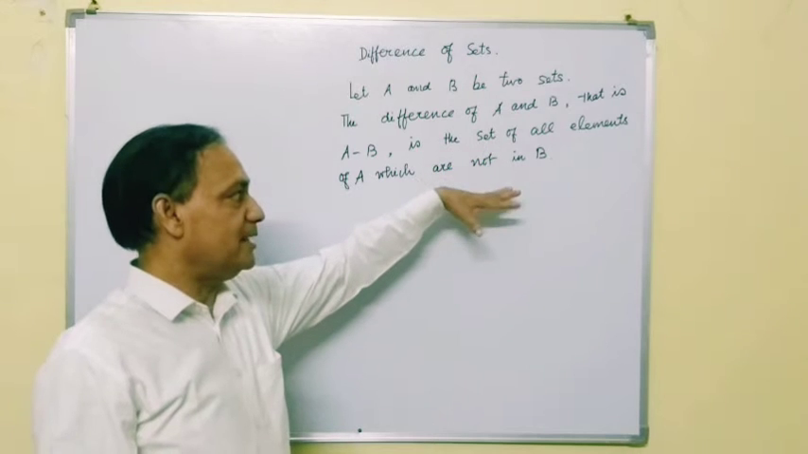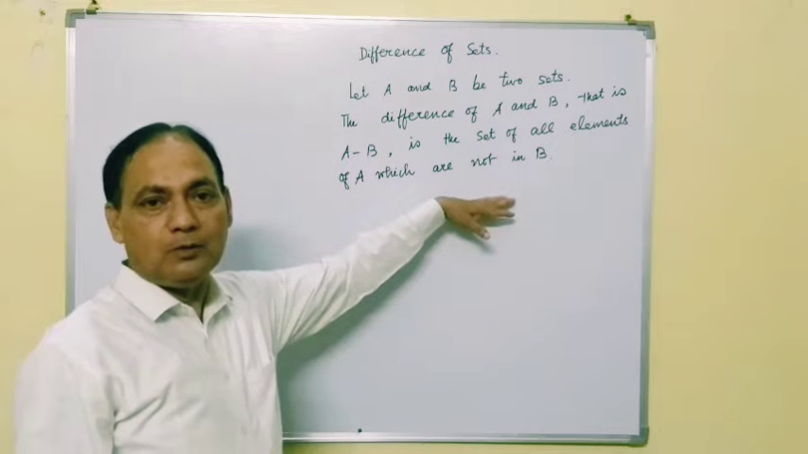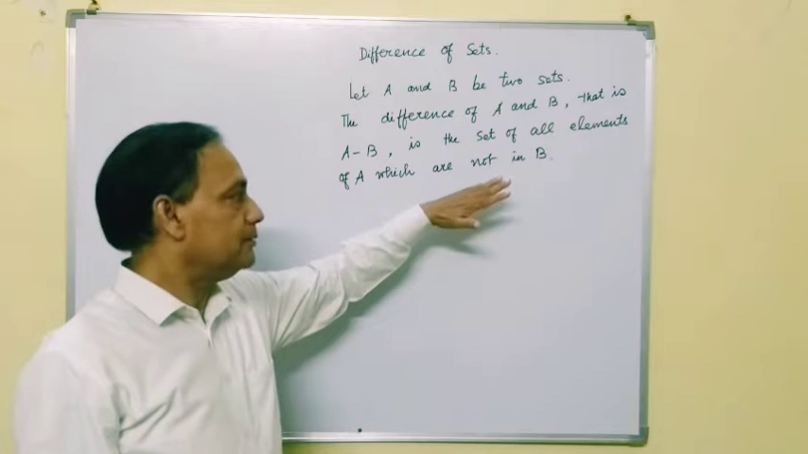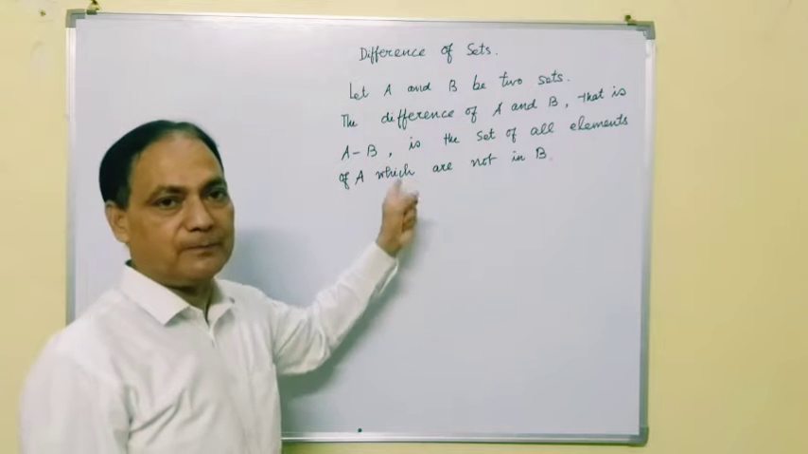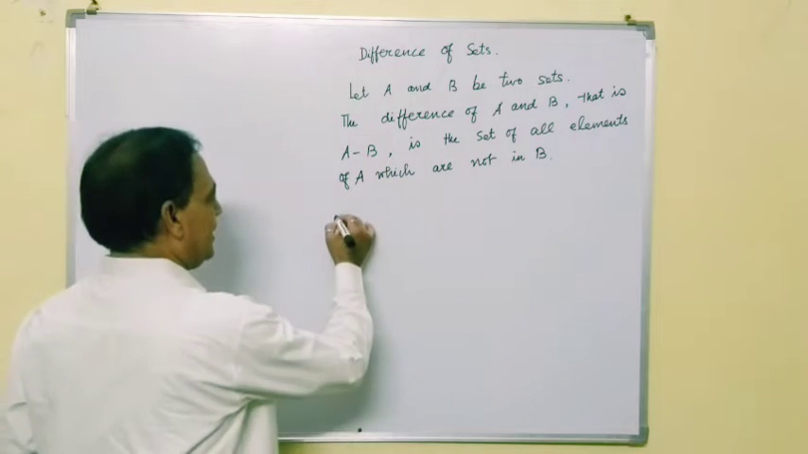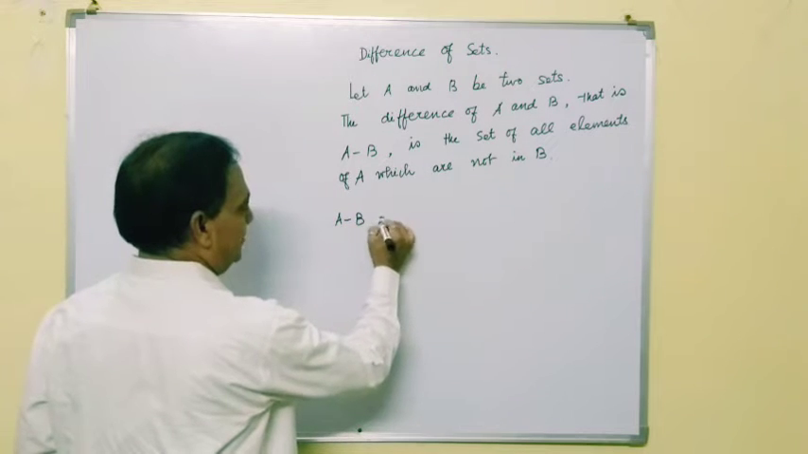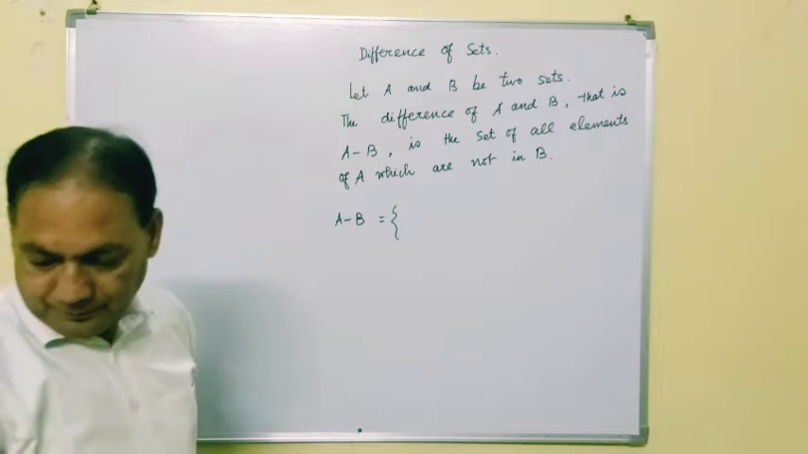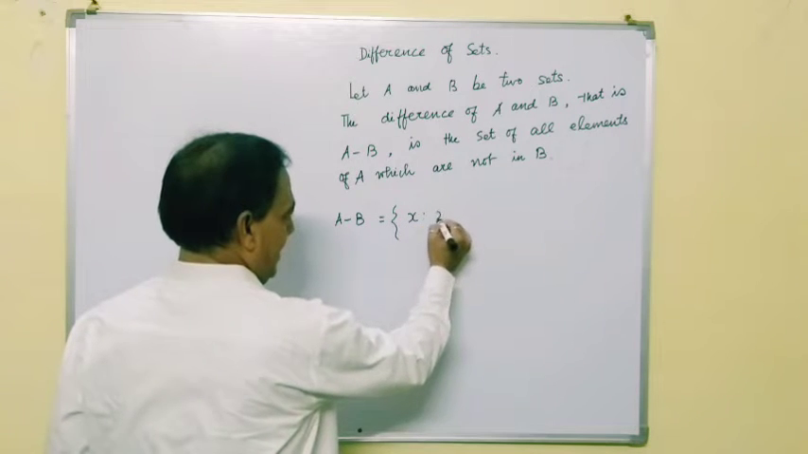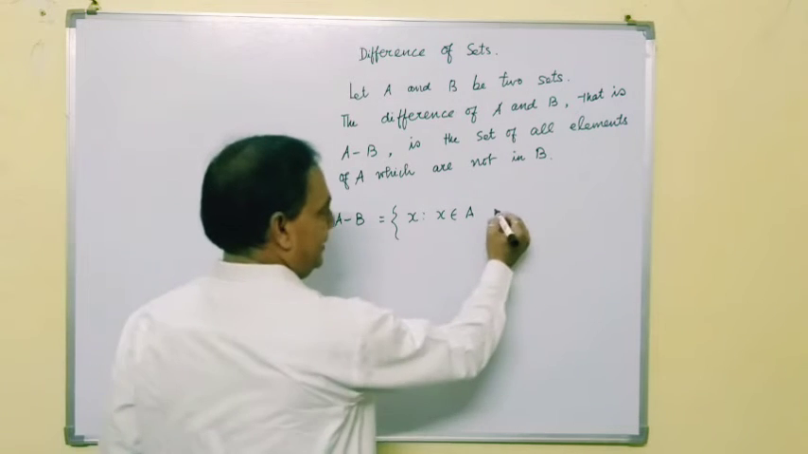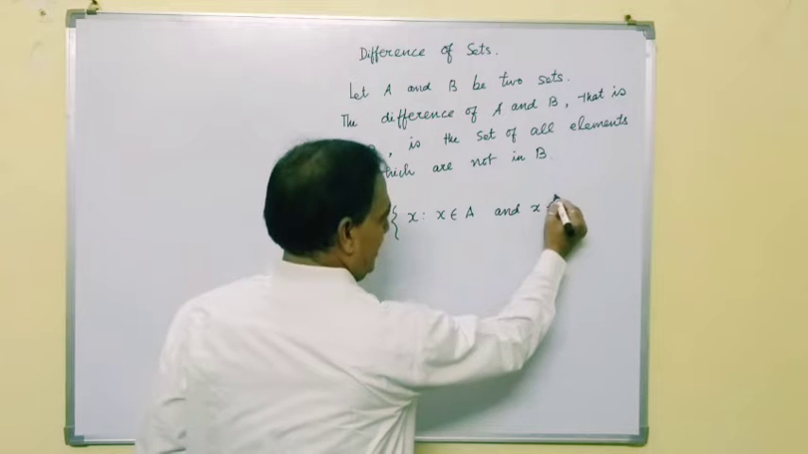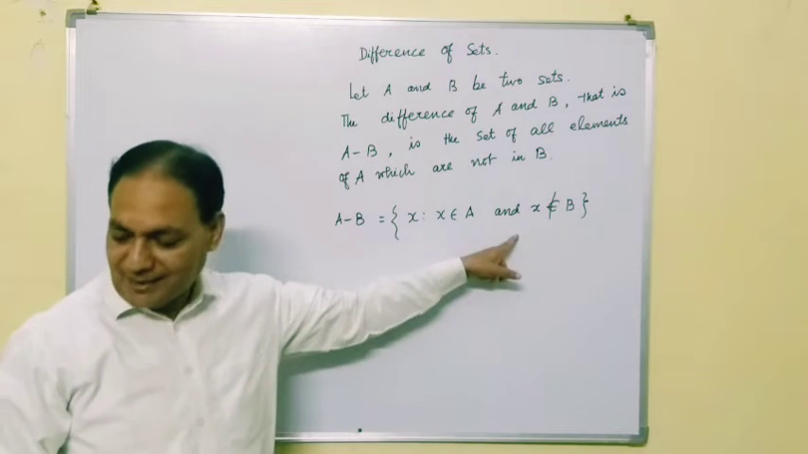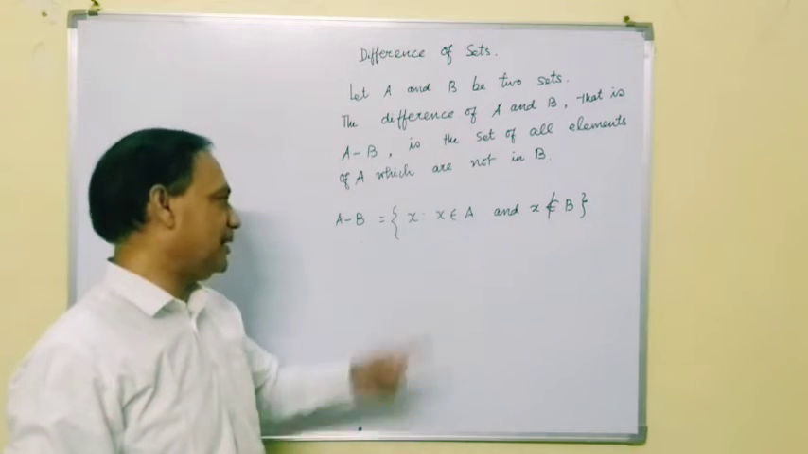मतलब ऐसे एलिमेंट्स का कलेक्शन जो केवल ए में है, बी में नहीं है। Those elements will be in the set of A minus B. तो इसको मैथमेटिकली हम लिखेंगे A minus B, the difference of two sets A minus B is x such that x belongs to A and x does not belong to B. This is A minus B.